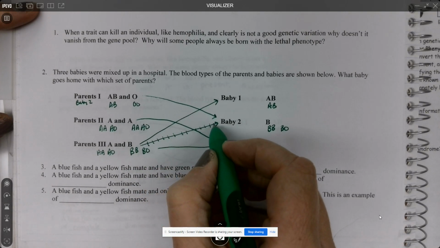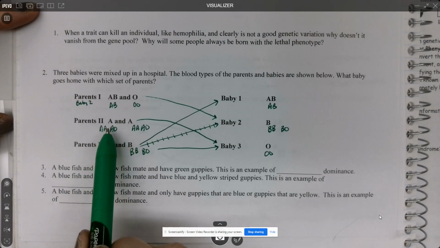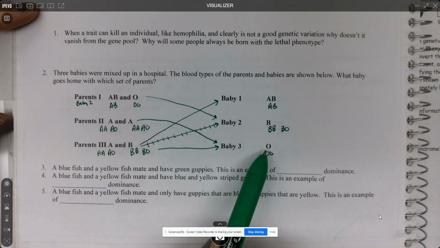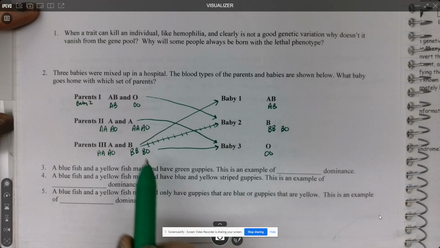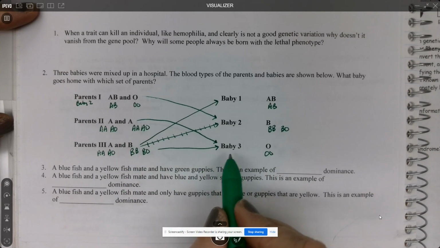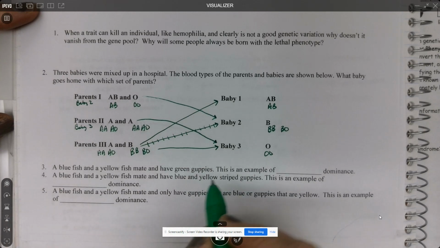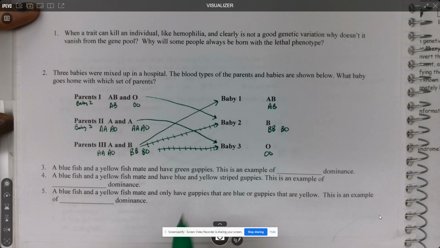That's not possible anymore because baby 2 is spoken for. Then parents in group 2, they can make this baby 3, this O baby, and that's the only baby of these 3 options that they can make. So that's going to be their baby. So baby 3, and we're going to get rid of this line because that's no longer an available baby.